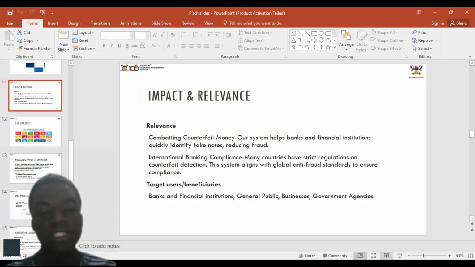And then the targeted users of our project, who are the beneficiaries of our system? We are having banks, financial institutions, government agencies, the public, and other businesses, from retailers, because we believe all these people deal in money every day.